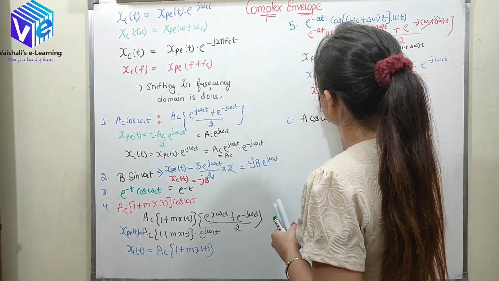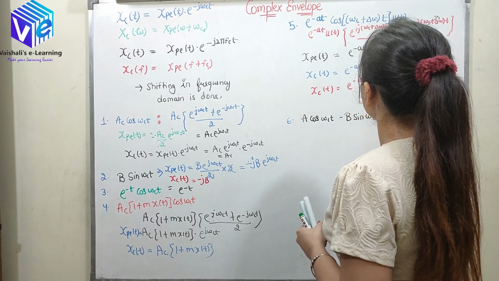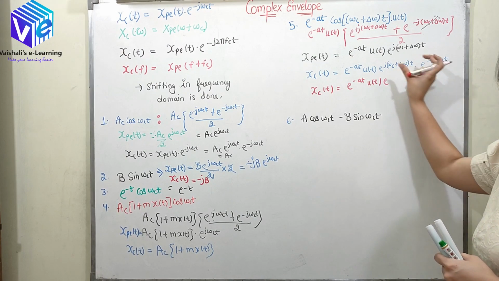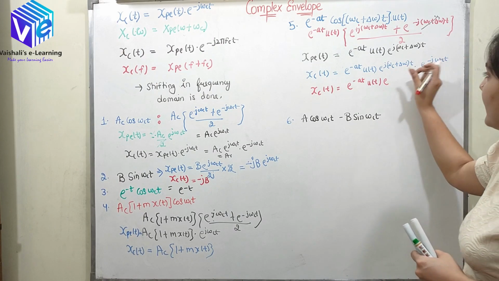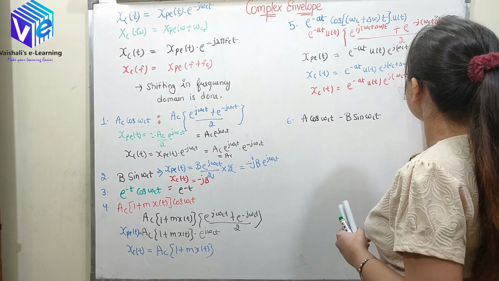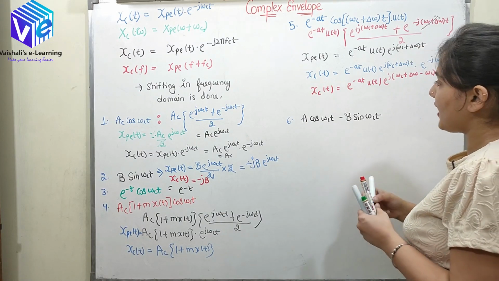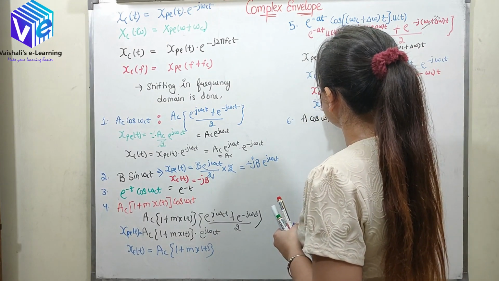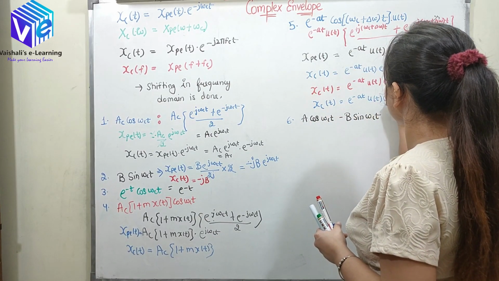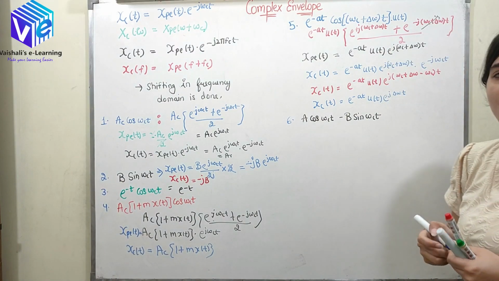So x_c(t) is equal to e^{-at} u(t) e raised to power... So these two exponentials are in multiplication, so I can add the power values. So e^{j(ω_c + Δω - ω_c)t}. So now I hope you can see it clearly. x_c(t) is e^{-at} u(t) into e^{jΔωt}. So this is the complex envelope.